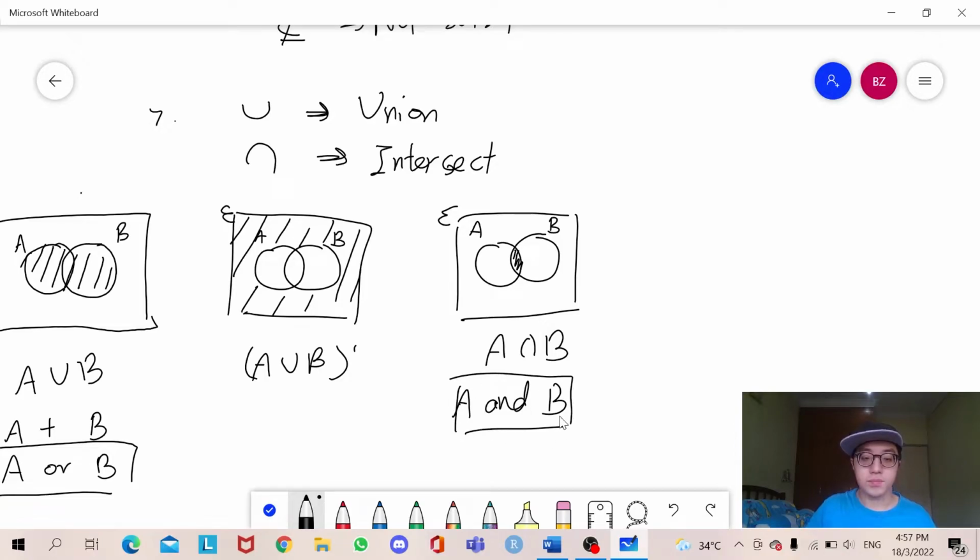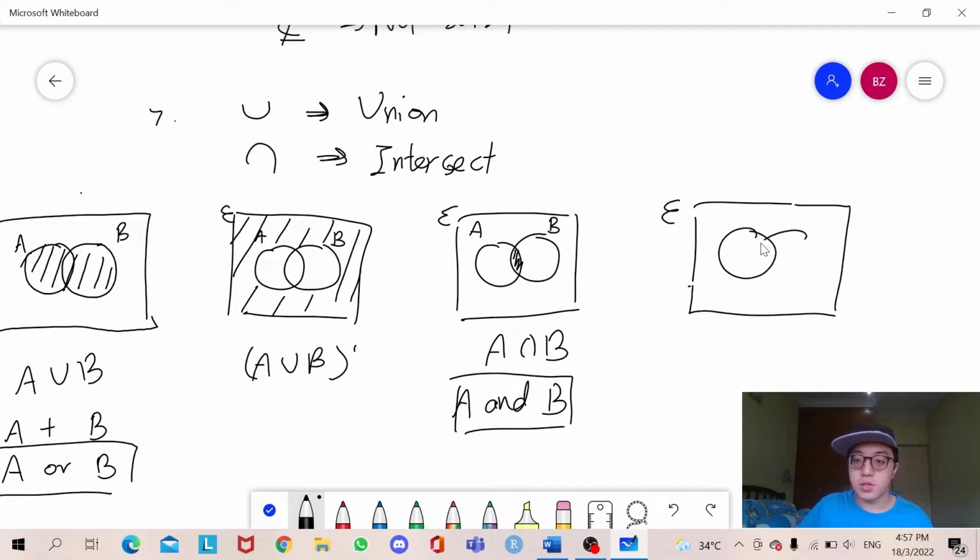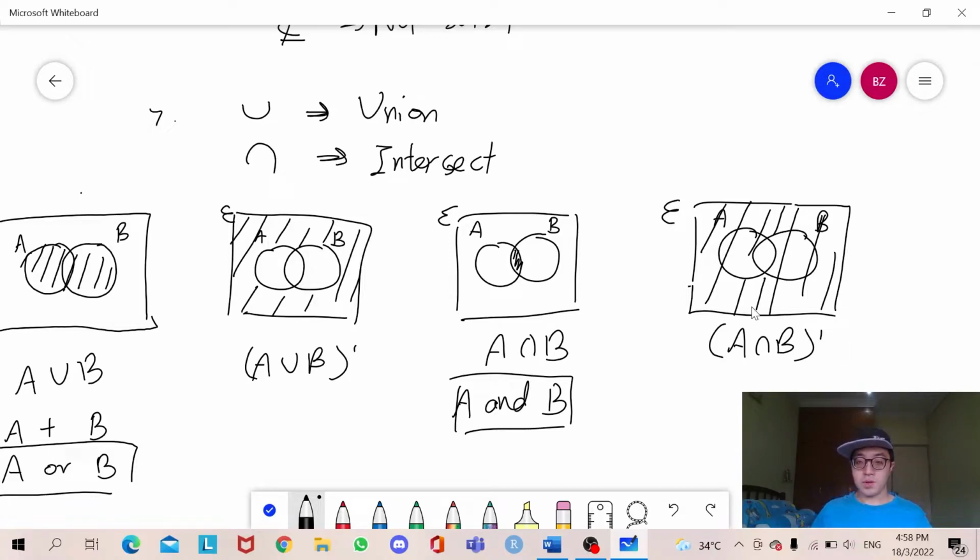The same thing goes for the complements. If you have to talk about A intersect B complement, it's everything outside here except the one in the middle. So this basically shows every single notation you will need to know for the chapter of sets.